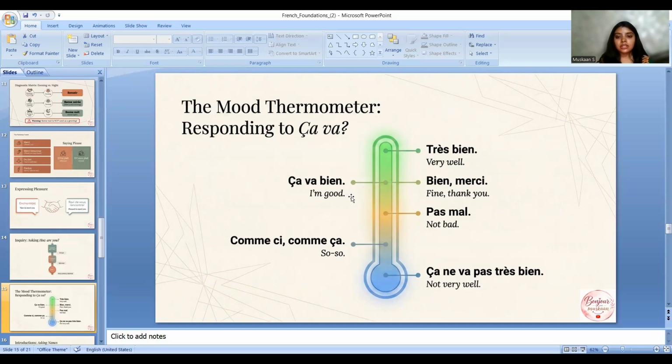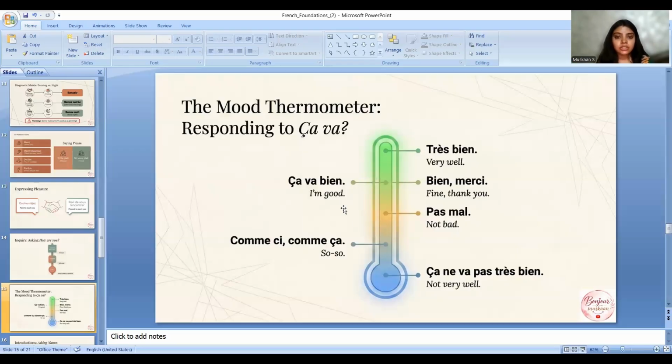And then if you have to say very well, very good, "Très bien." Then fine, thank you, "Bien, merci." Not bad, "Pas mal." Then so-so, "Comme ci, comme ça." Then not very well, "Ça ne va pas très bien."